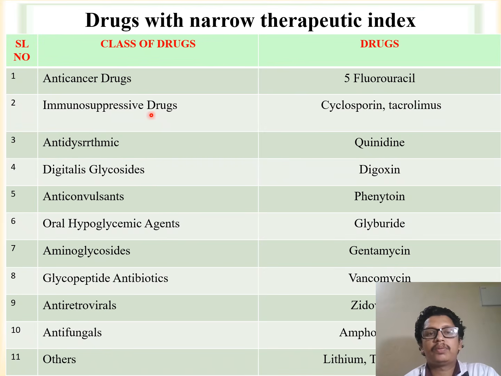Other examples are anti-cancer drugs like fluorouracil, immunosuppressive drugs like cyclosporin and tacrolimus, antiarrhythmic drugs like quinidine, anticonvulsants like phenytoin, oral hypoglycemic agents like glutarate, aminoglycosides like gentamicin, glycopeptide antibiotics like vancomycin, antiretrovirals like zidovudine, antifungals like amphotericin, and others like lithium.